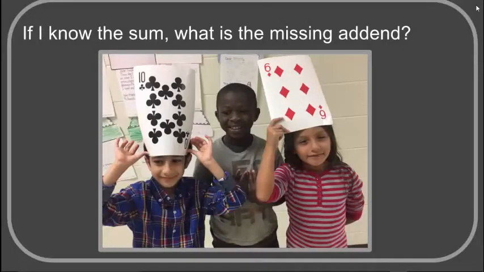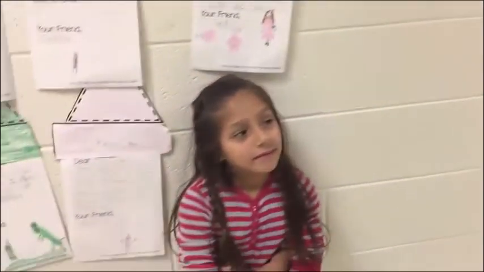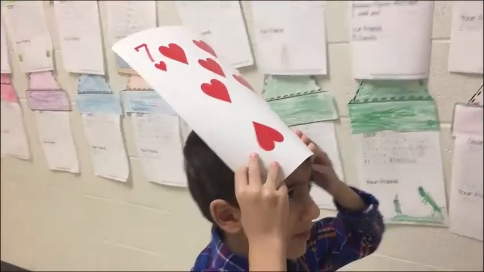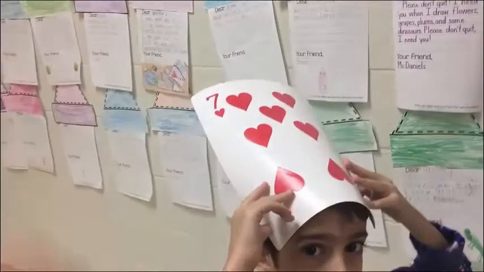In this game, one student looks at both cards and finds the sum, while the other students try to figure out the missing add-in. So what's the sum of their numbers? 11. Okay, so what number is on your head? If the sum is 11, you have a 4, because 4 plus 7 is 11.